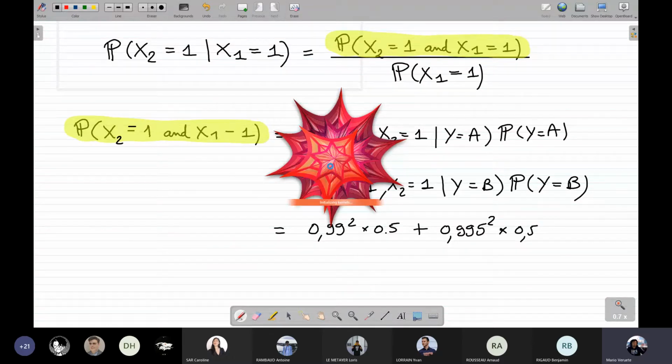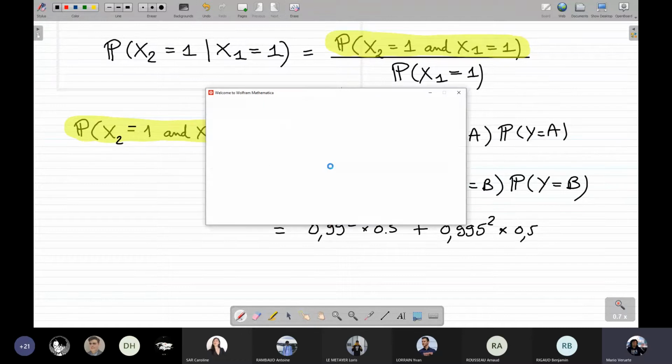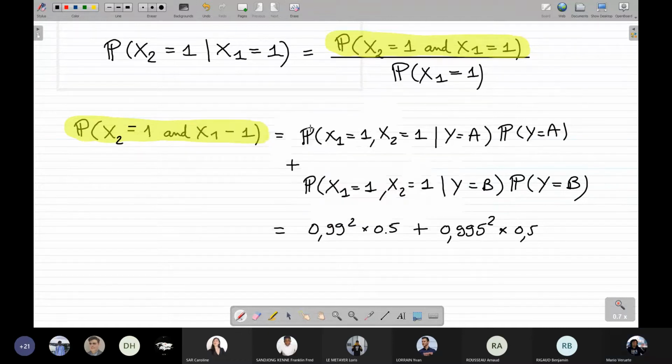Please, sir, I don't understand why it's 0.99. It's a datum from the problem. It's the proportion of defective watches. It's the proportion of not working watches. Why is it squared? Why are you putting 0.99 squared?